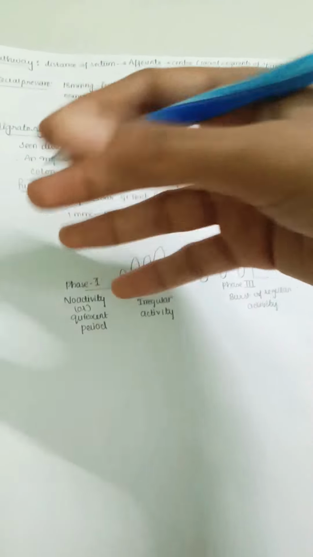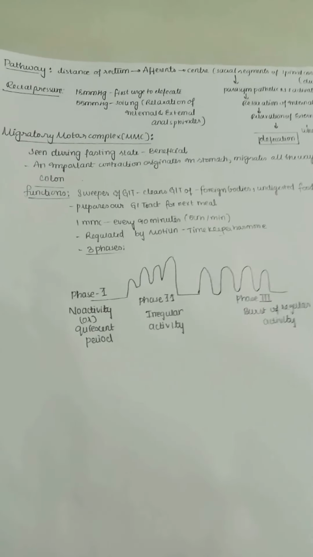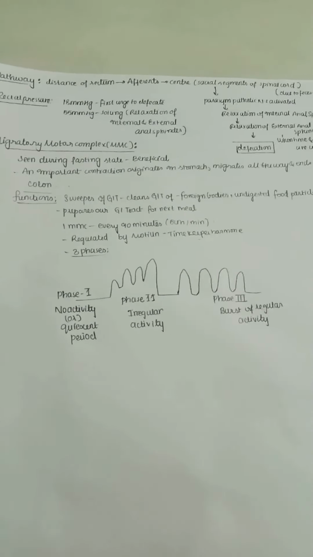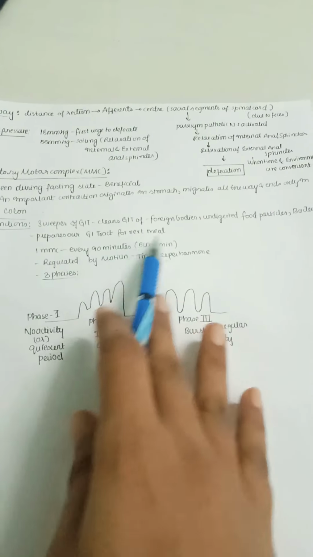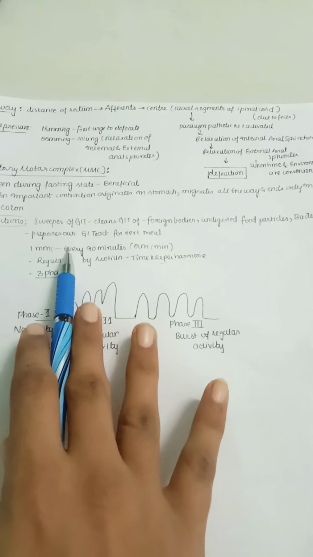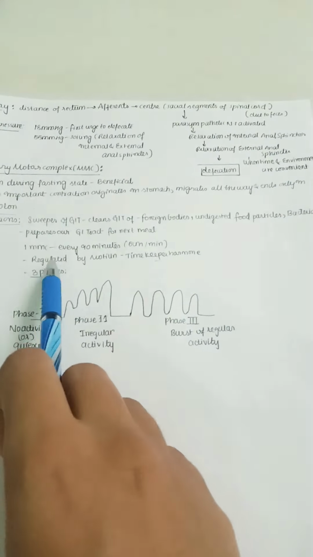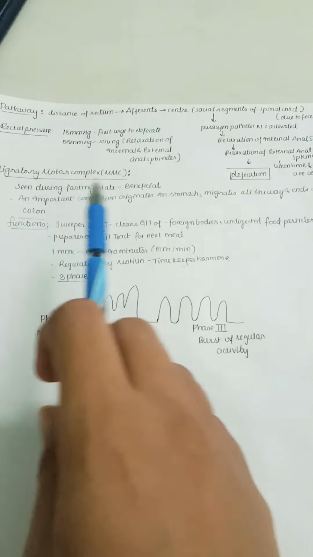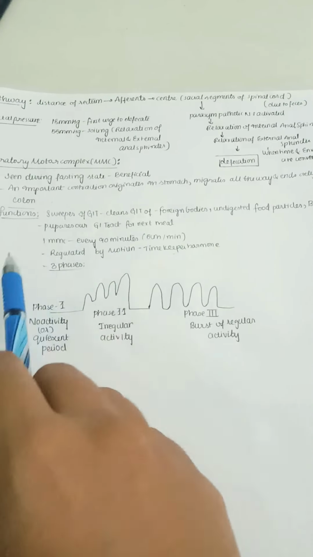At the colon it stops, and from the colon again, by means of mass movements or the defecation reflex, it is finally defecated. Till the colon there is a strong movement, so that all the waste from our body reaches there. Its function is as the sweeper of the GIT, cleaning the GIT, especially foreign bodies, undigested food, and bacteria, and it also prepares the GI tract for the next meal. One migratory motor complex occurs every 90 minutes, moving at about 5 cm per minute.